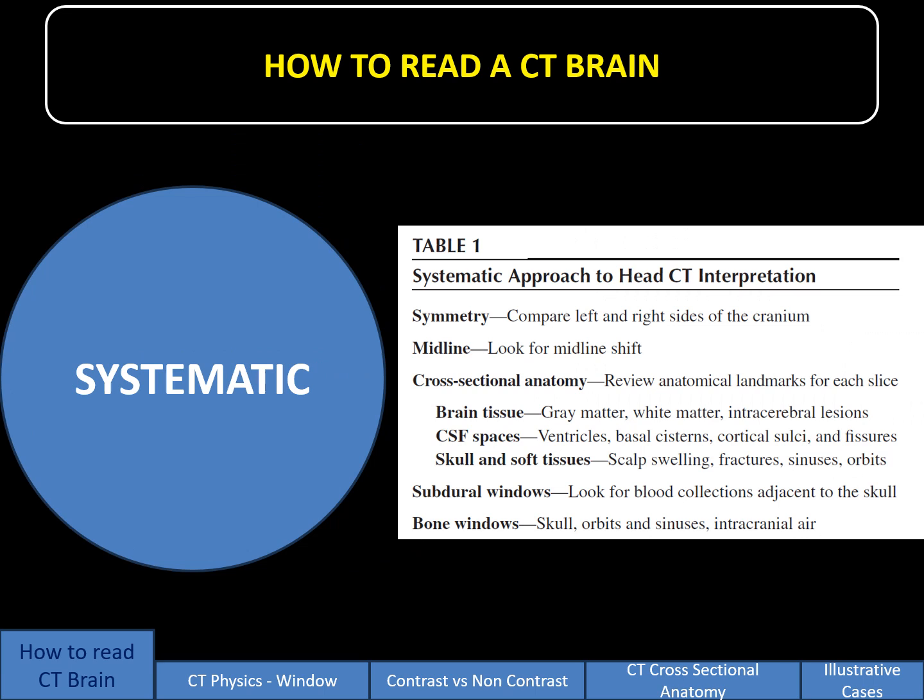A more systematic way of interpreting is by looking not just at the sides, not just stopping at the symmetry, but also looking for midline shift, reviewing certain anatomical landmarks at each slice, namely the brain tissue, CSF space, skull and soft tissue, then going through various windows like subdural windows and bone windows. What are these windows? We'll be coming back to those later.